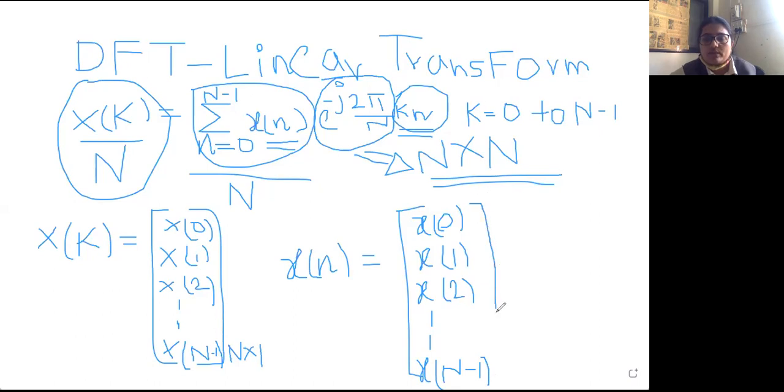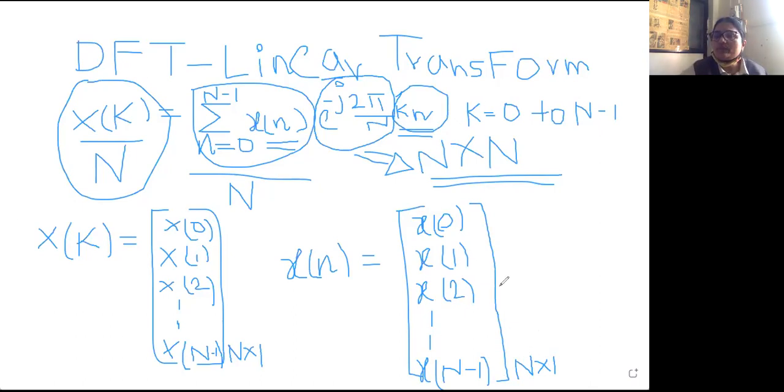So I have represented the input signal x of n in terms of a matrix. What will be the size of this matrix? It is going to be n by 1 only. In this case also, the size of the matrix is n by 1.